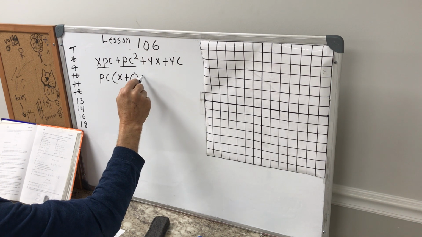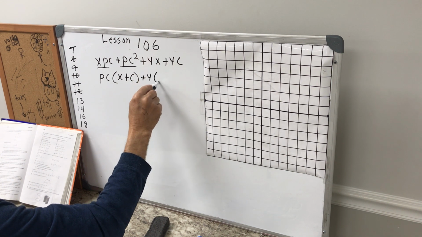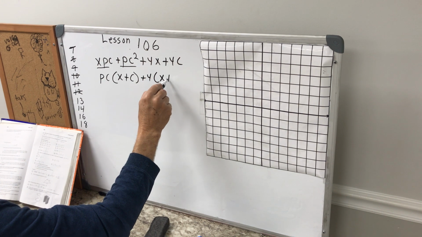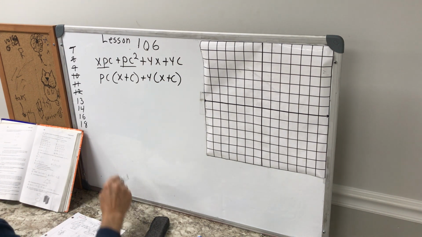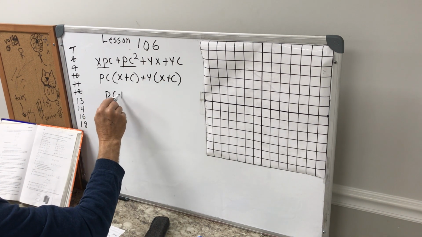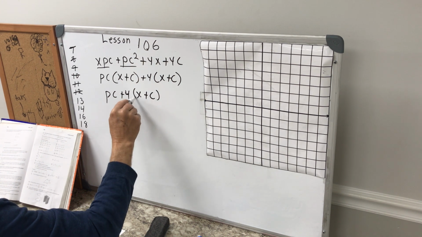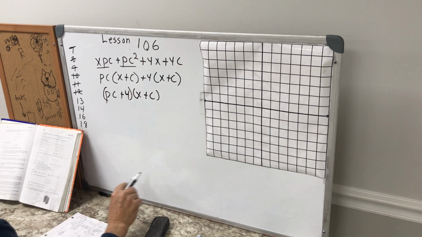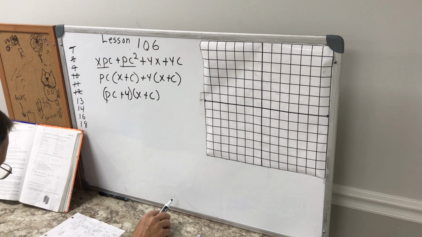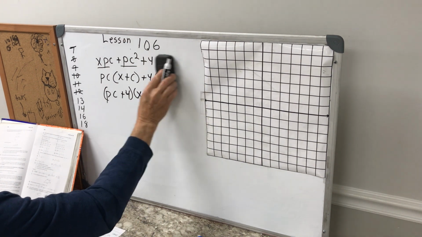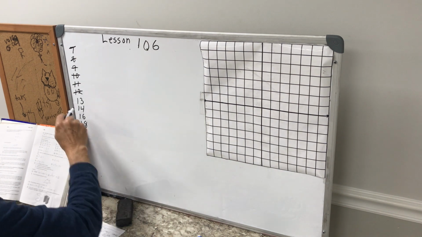Here we can take the 4 out of this, positive 4, and we end up with X positive C. Bingo, we've scored. PC positive 4 and X positive C. Yes, and that was number 13.